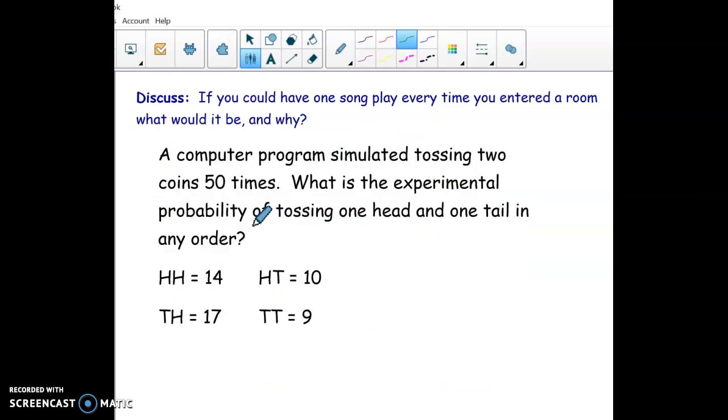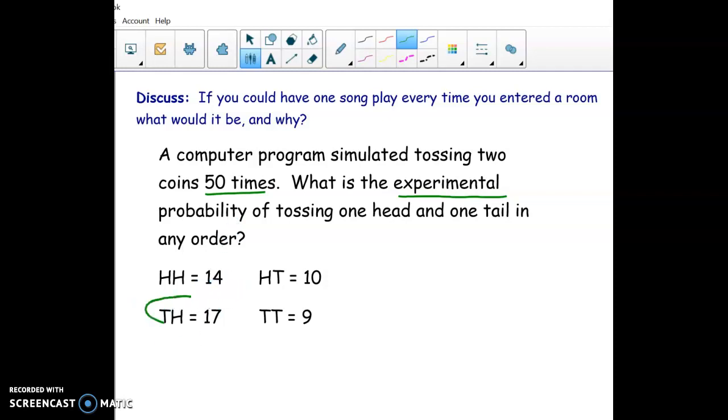All right, tossing two coins, and remember, experimental probability is what actually happens, not what should happen in theory, but what actually happened. So we have 50 simulations and the probability of getting one head and one tail in any order. Pause the video.